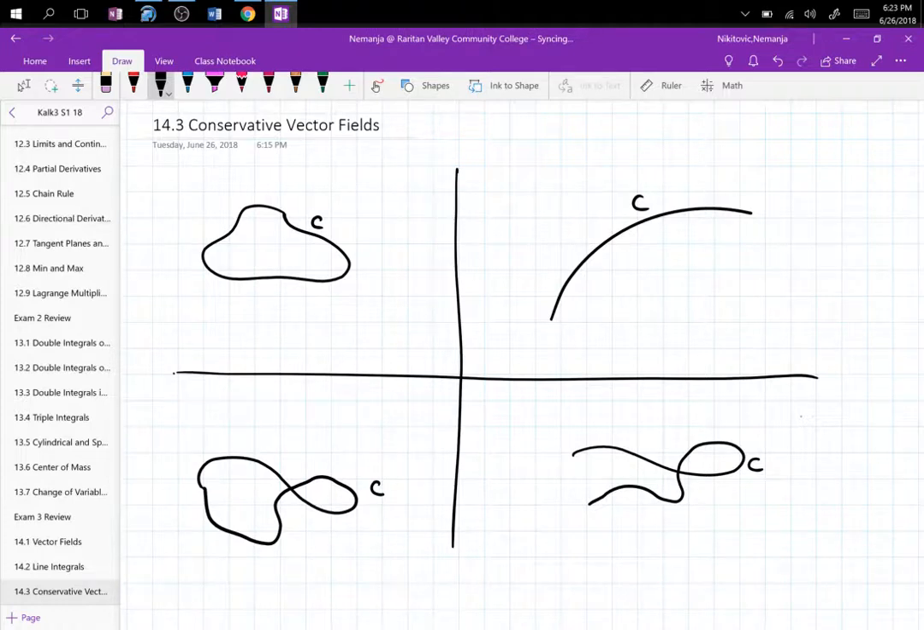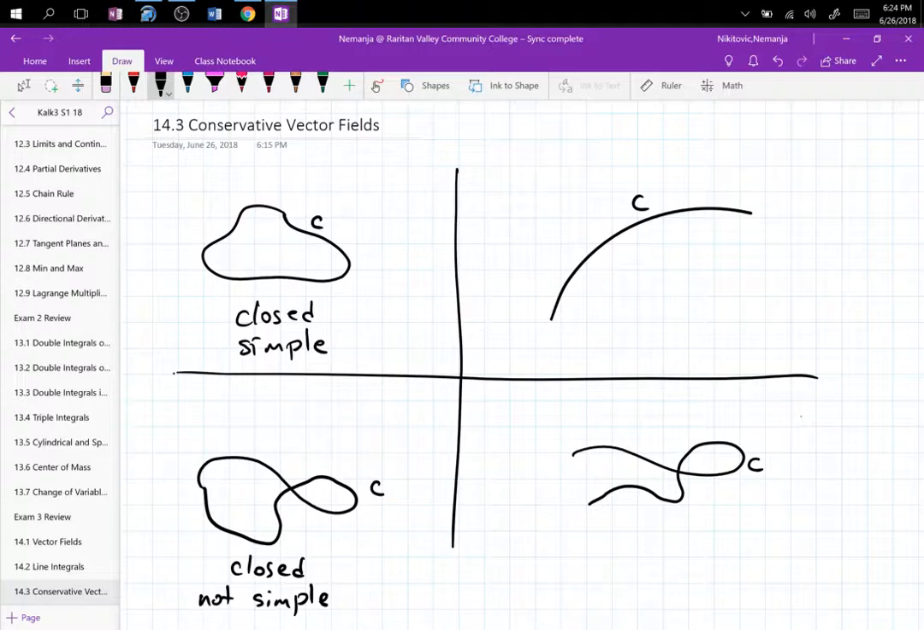You see that the one on the top left is closed, right? It's connected, and that's something that we'll call closed and simple. The one on the bottom is closed, but it's not simple because it intersects itself, right? So not simple. Does it matter if it intersects itself once or twice? Or 17 times.